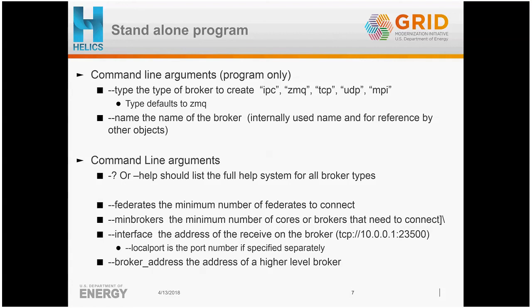The interface specifies the address of the broker itself. This is the address you're going to give to any federate or core or sub-broker that needs to interact with this one. And this is the communication path you use to connect with the broker. You can specify this as a single string, in which case it includes the address and port number, or if you want to just specify the interface and local port separately, you can do that as well. And the broker address is the address of a higher level broker. So if this is an intermediary broker, you can specify a higher level address of the root broker or another layer.